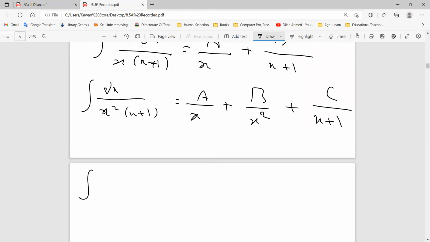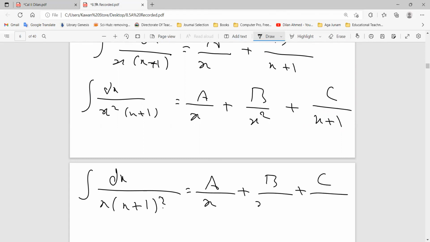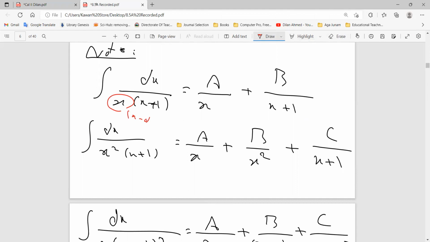Now I'm going to solve this example again. dx over x times (x plus 1) squared. So I say A, B, C over x, (x plus 1), (x plus 1) squared. Understood. So if you have a square, we should duplicate the variables: A, B, C. If you have x, it means x minus 0, so you have x for A. When it's duplicated, it means we have two variables, so we write x squared. Clear? If you have a square, you have two variables.